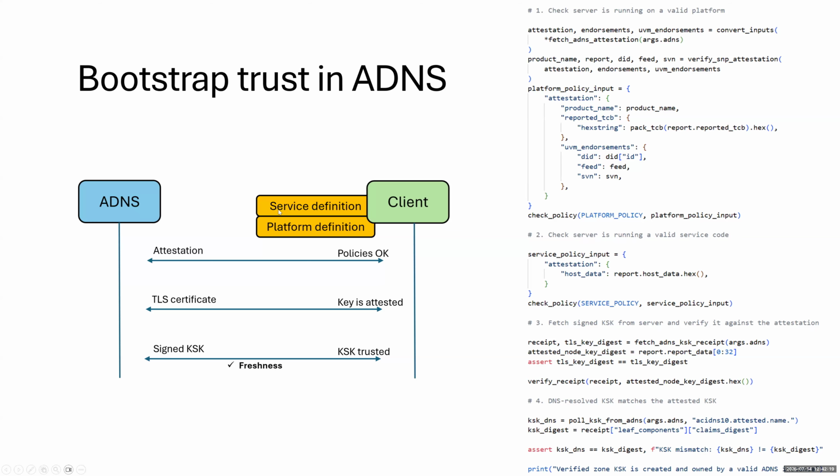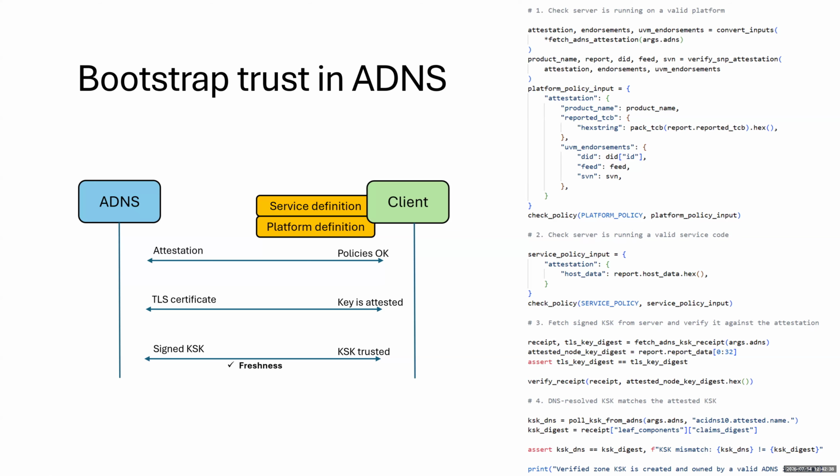So here there are two boxes. There's a service definition and a platform definition. They're the same idea as for the services, but for the ADNS servers, this is something that needs to be shipped as collateral, similar to CA roots with your base images. This is your shared understanding in your environment of what the valid ADNS is.